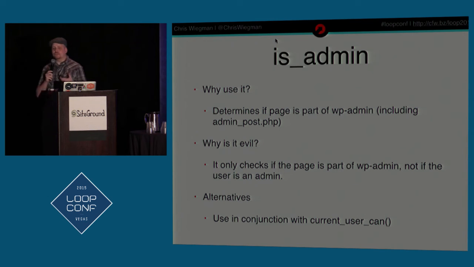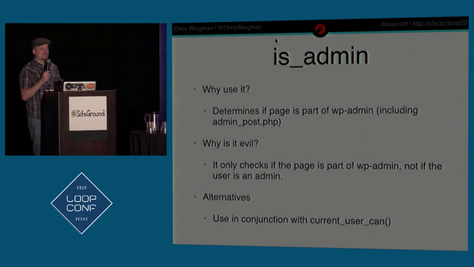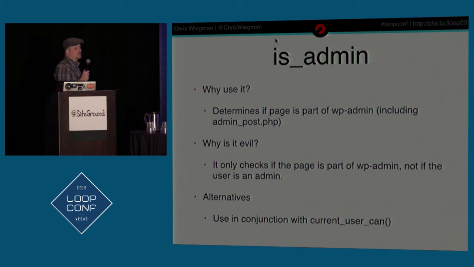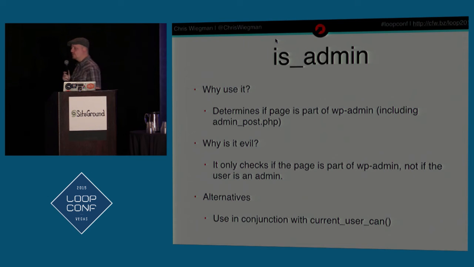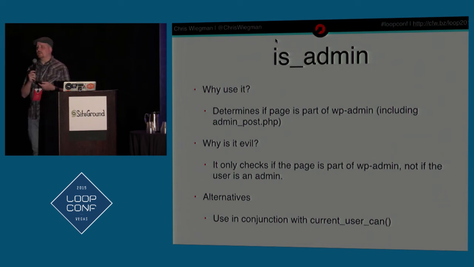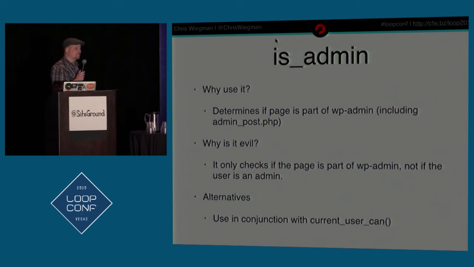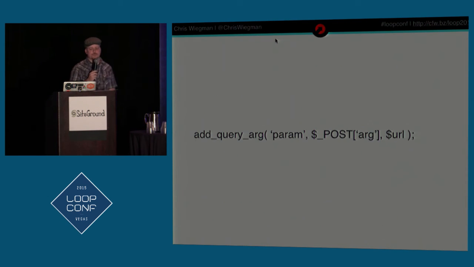The way to get around this is use current_user_can. So if you want to see that the person's actually an administrator, current_user_can manage_options. Current_user_can insert_post, whatever it might be there. So it's another type of thing where a very valid function, without the understanding of what it's for, can get you into trouble very quickly.